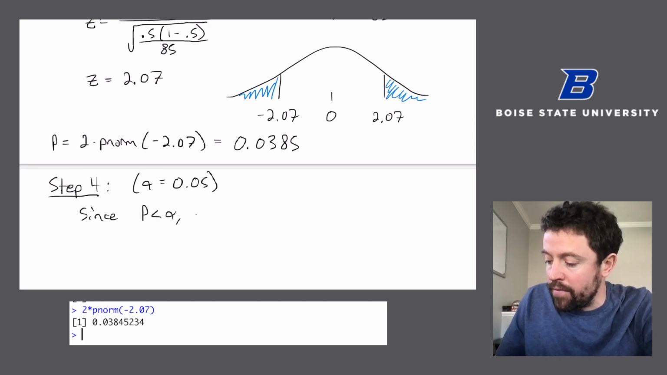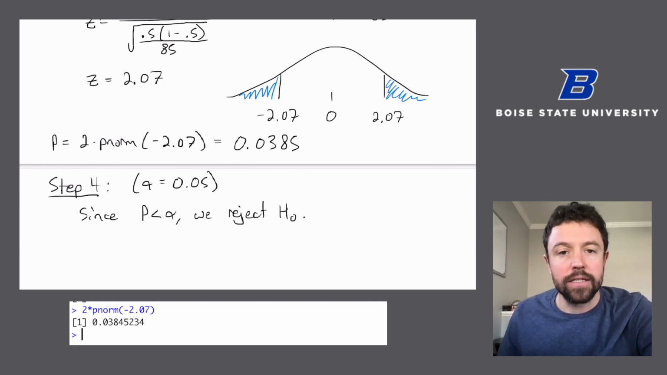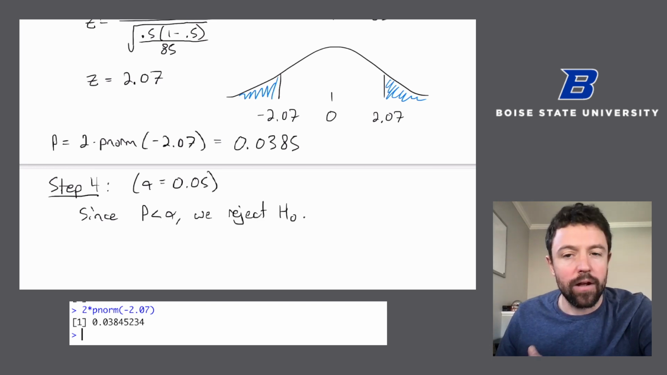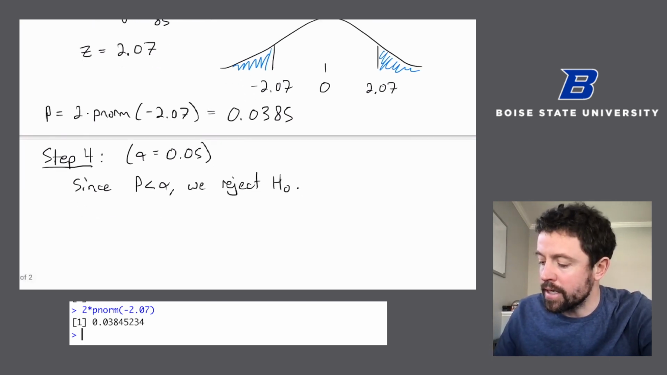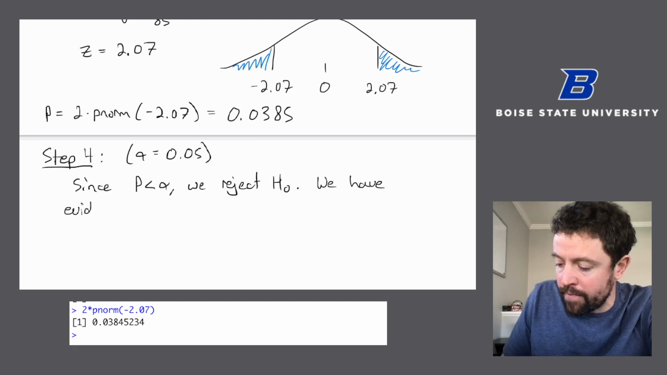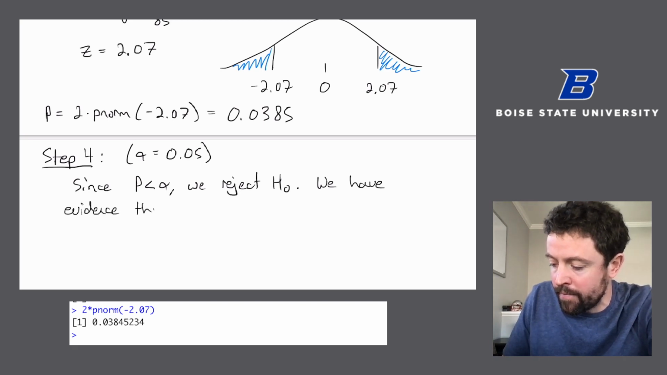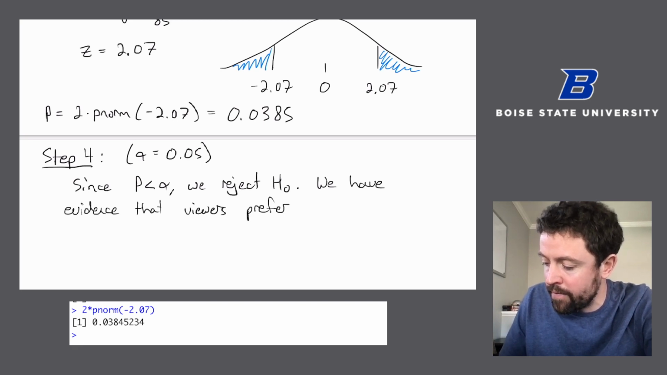Since p is less than alpha, we reject the null hypothesis. Now we have to state this in context. And I'll come back to this later too. It's going to be maybe a bit of a weird conclusion in context because it was a two-sided alternative. We have evidence that viewers prefer version B.